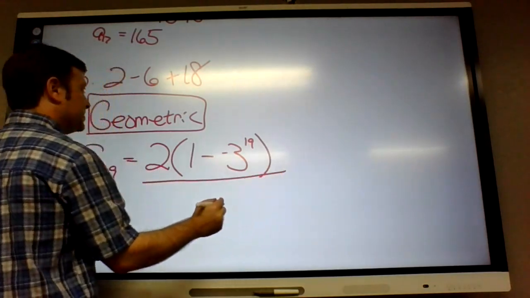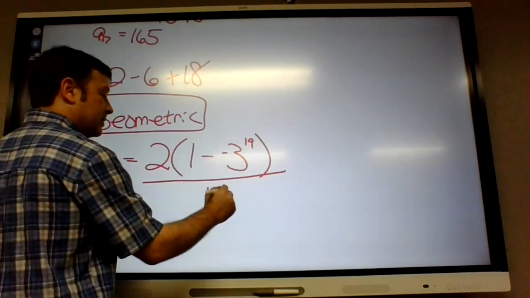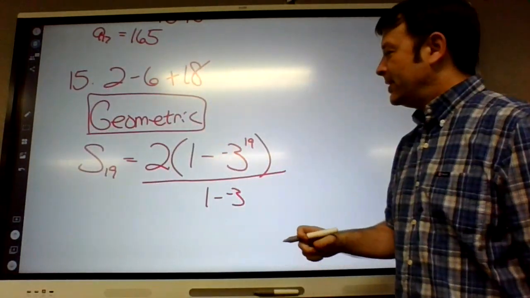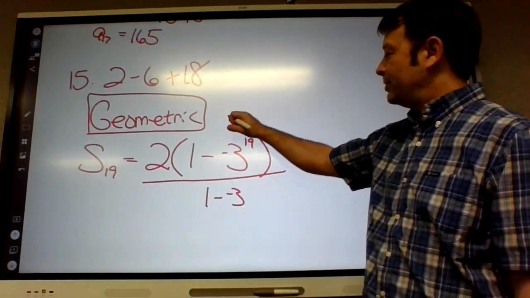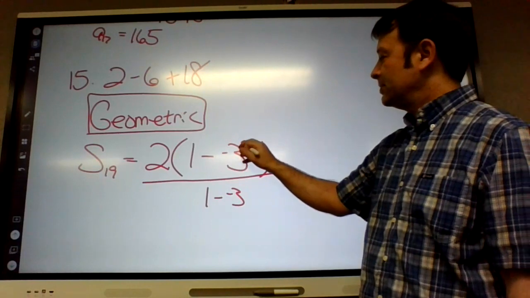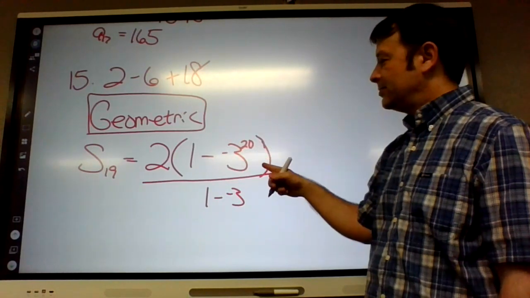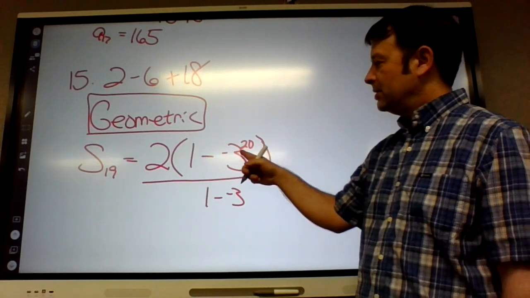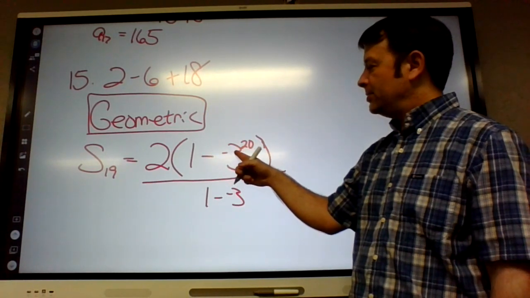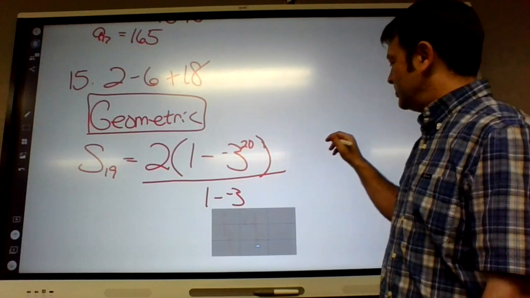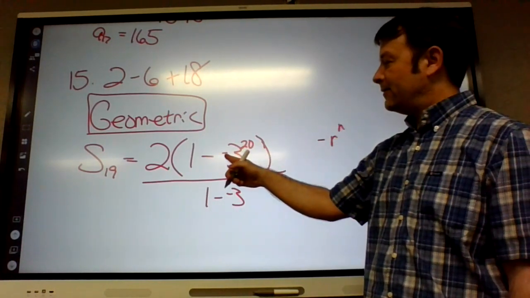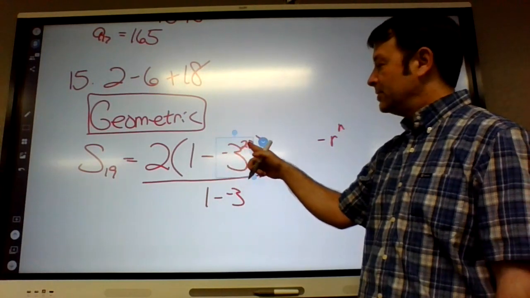Actually, if you plug this in the calculator, it would be right. However, if we were doing 20 terms, that would be wrong. You guys know why that would be wrong? Yeah, so you want to do the common ratio to the n power. So that negative would be included in the r value.